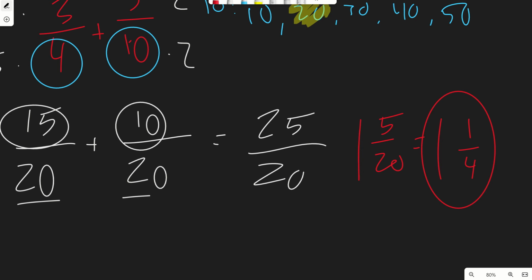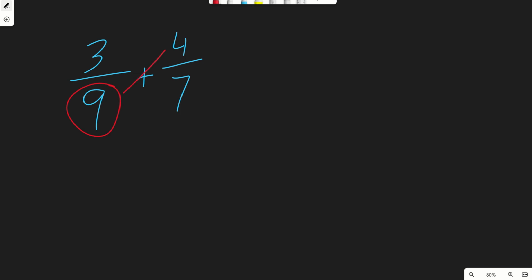One more thing, if we're having a hard time getting our denominators to be the same, let's say I have 3/9 plus 4/7. And I go, okay, well, 9 and 7. What can 9 and 7 both go into? I can always take a denominator and multiply it by both of my values here.